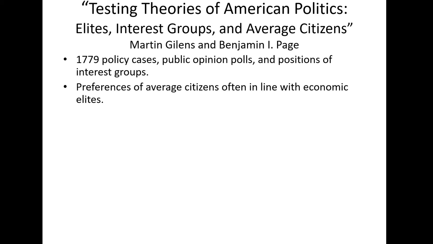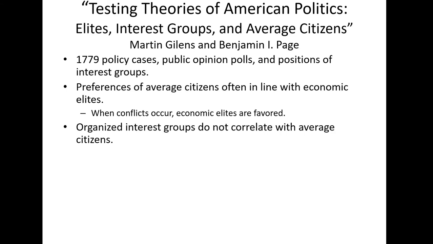The first thing they found is that the preferences of average citizens are often in line with the economic elites. For example, going to war against Afghanistan: everybody was for that, average citizens and economic elites were in line. However, when there's a conflict between the two, economic elites are favored. Organized interest groups do not correlate with average citizen preferences. This makes sense. The reason interest groups get together is to push an agenda and influence public opinion, so it makes sense that they would not correlate with the average citizens.